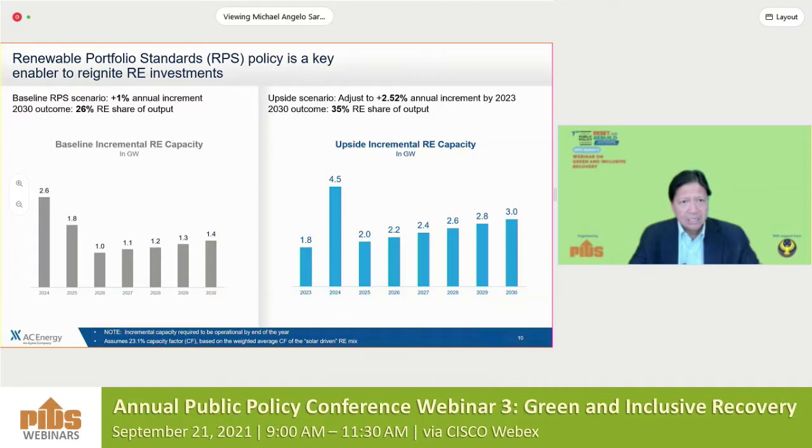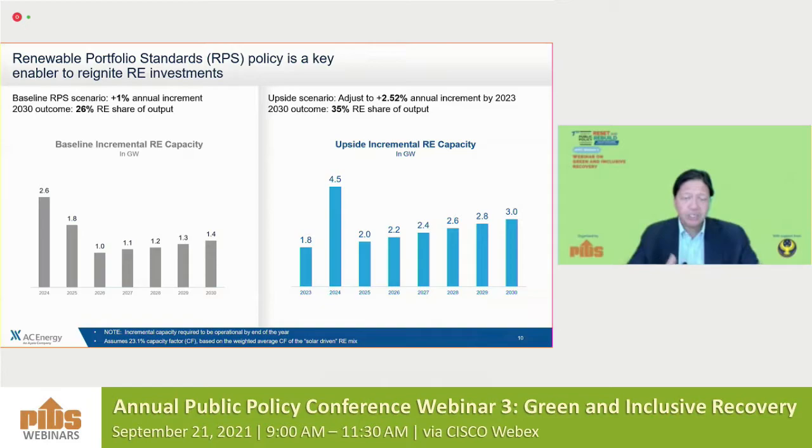Unfortunately, the current policy will only get us to 26% renewable share of output. So what DOE is considering now, and the good news is they're already conducting public consultations, is to increase that annual increment from 1% to 2.52% by 2023 in order to ensure that we get to the 35% renewable share of output by 2030.